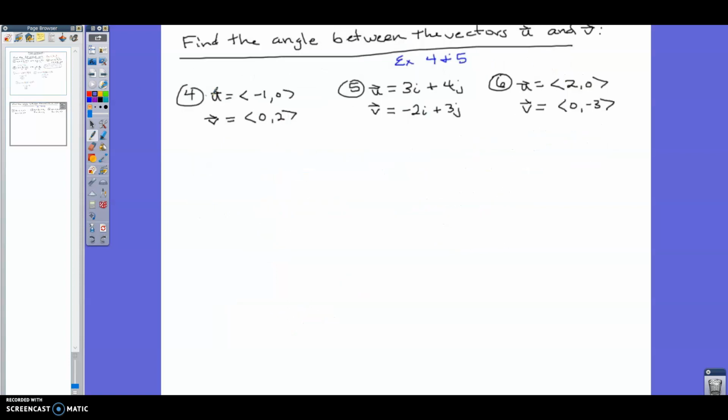Alright, so here we are finding the angle between the two vectors. So the formula we're going to be using is the angle equals the inverse cosine of the dot product divided by the magnitude of u times the magnitude of v.